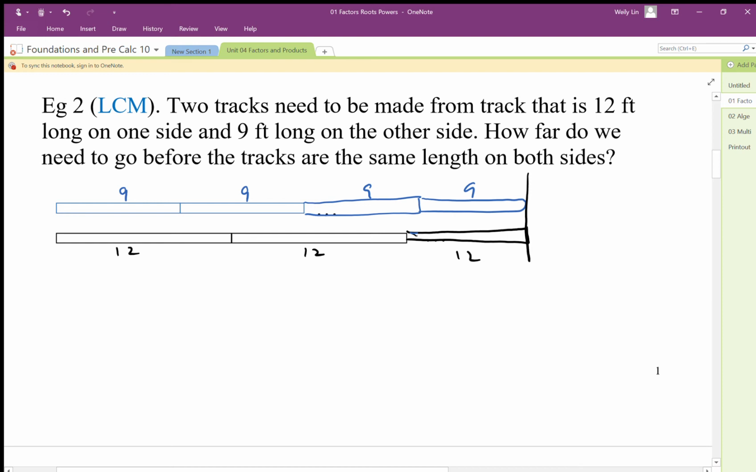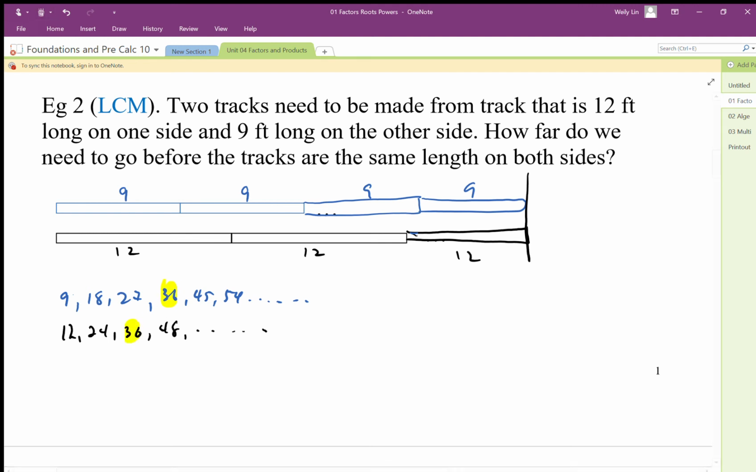We can do it other ways as well. We can make lists. So one way is to make a list. So we can start with 9, 18, 27, 36, 45, 54, and we can just keep going with that list. We can make another list of 12, 24, 36, 48, and we can see from our list that we have a common 36. That's the first time it's common.